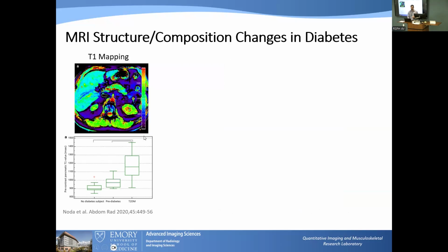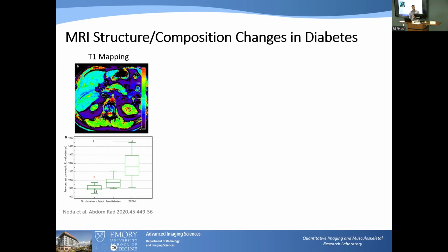So for quantitative imaging, we can do what's called T1 mapping. I'm not going to get into the physics of this, but I do want to illustrate that this quantitative approach is sensitive to the water's interaction with the proteins and the microenvironment that the water is moving in within the pancreas. So you can see the pancreas here in green, and this color lookup tells you the T1 value.